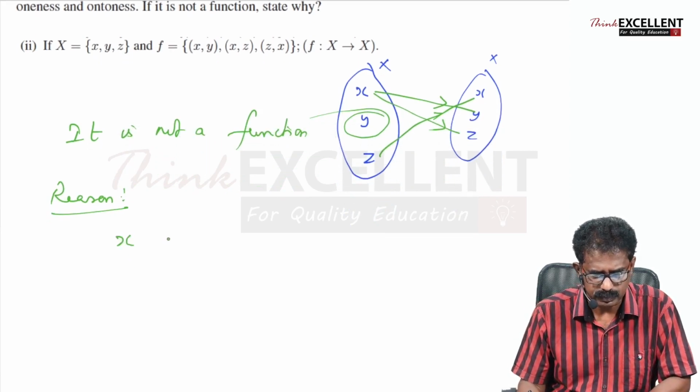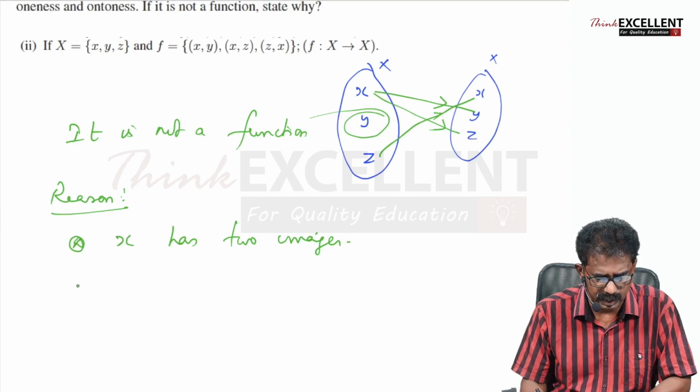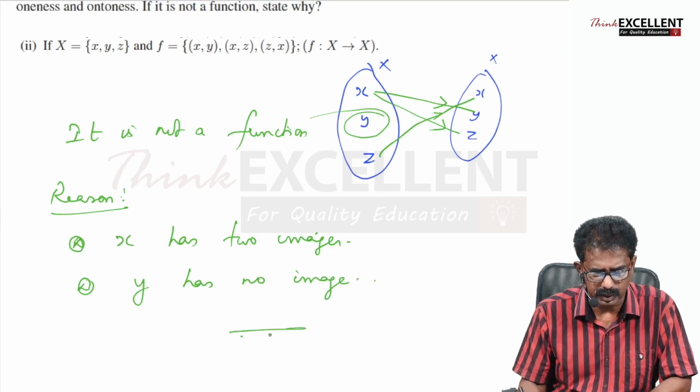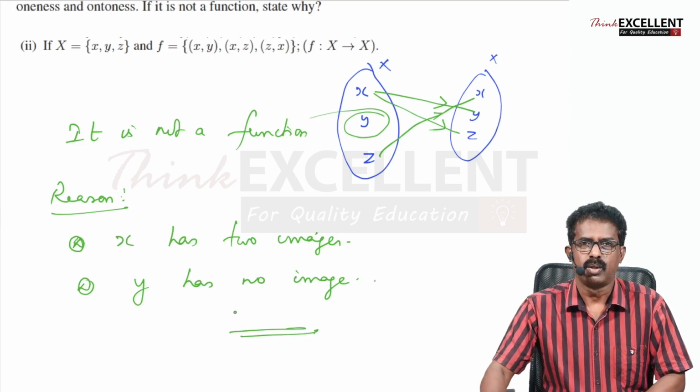X has two images. Another reason, this is one reason. Another reason, if you want, you can say y has no image. Y has no image. Okay, hope you understood.